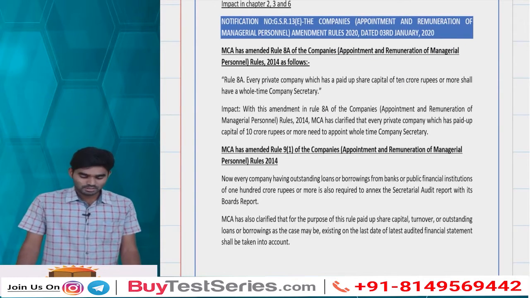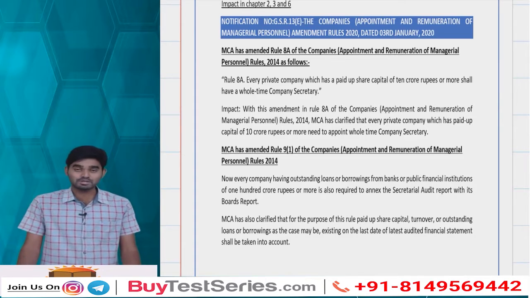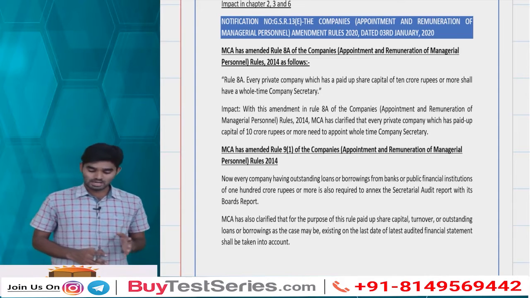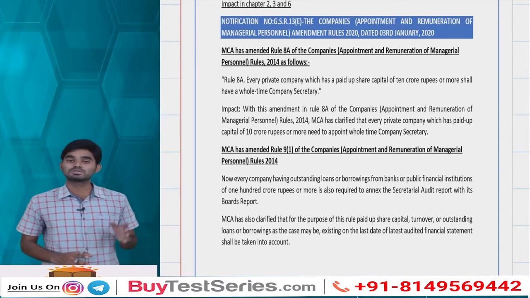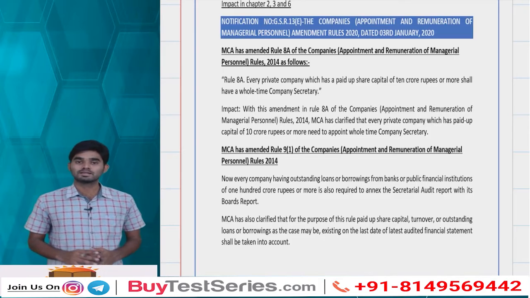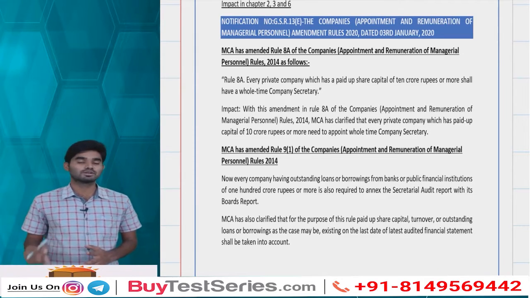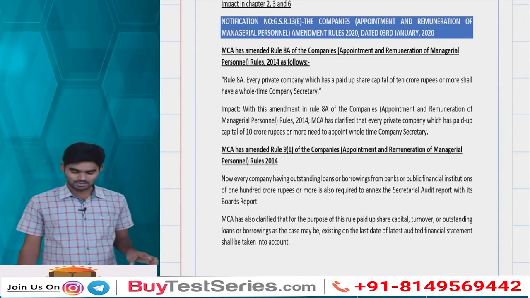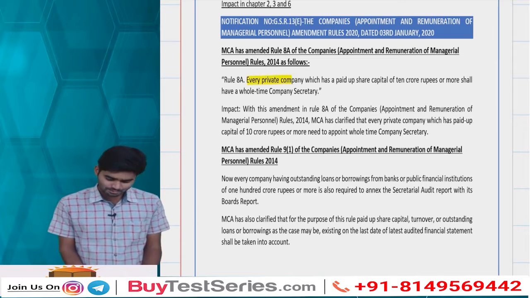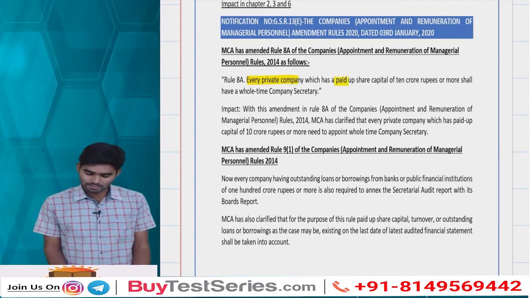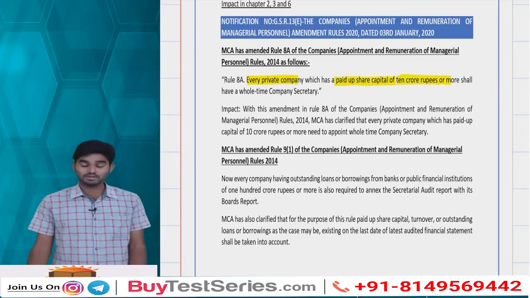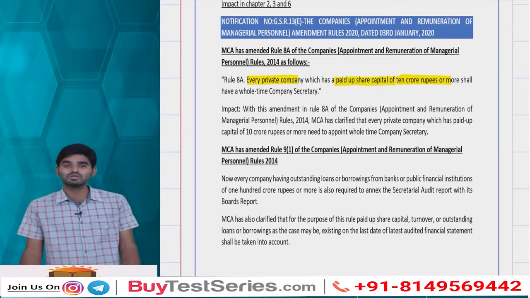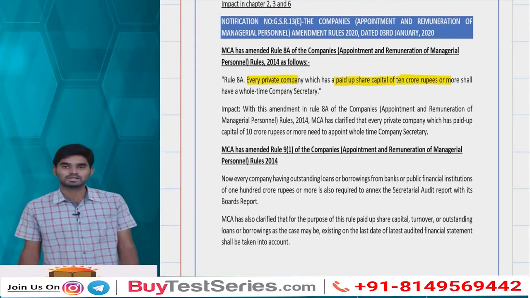The Companies (Appointment and Remuneration of Managerial Personnel) Amendment Rules 2020, dated 3rd January 2020, deal with the appointment of company secretary in private limited companies, where the limit has been increased from 5 crores to 10 crores. Rule 8A has been amended, where it says that every private company having a paid up share capital of 10 crores or more shall have a whole time company secretary. Earlier it was 5 crores, now it has been made 10 crores. Clear, everyone?